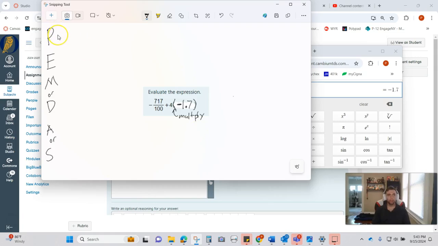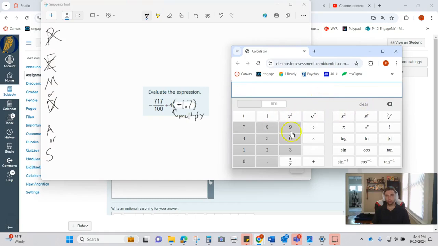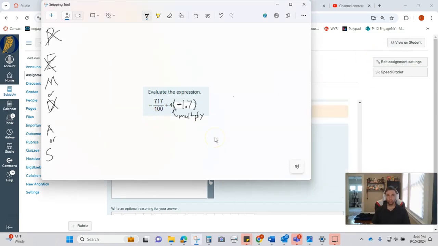Okay, so we did the parentheses. There's no more operations inside parentheses. We don't see any exponents, and I don't see any dividing, but I do see multiplying: 4 times negative 1.7. So let's see what that is. 4 times negative 1.7 is negative 6.8.